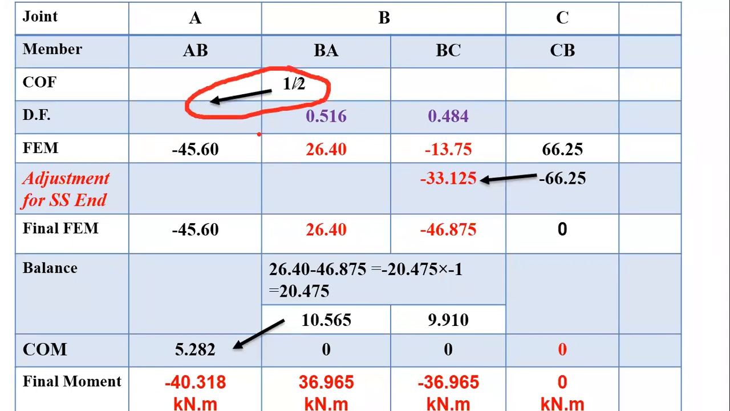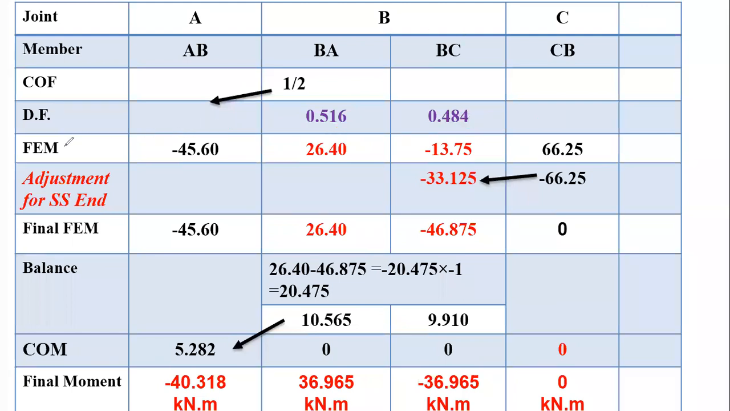The carryover factor in this particular beam will be there only from BA to AB. Why? Because far end A is fixed, so that's why it will have the carryover factor from BA to AB with 50% amount, or half. Next will be the distribution factor. Mark the distribution factors for the respective members that we have calculated in step number 2, that is 0.516 and 0.484.